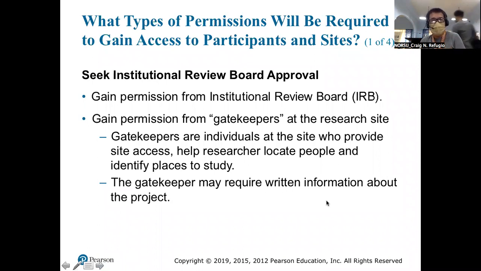So, gain permission from gatekeepers at the research site. I'll be talking about gatekeepers later. So gatekeepers are individuals at the site who provide site access, help the researcher locate people, and identify places to study. I mentioned the term informant. So informant or gatekeeper. In some cases, they actually interchange. Some would use gatekeeper and some would use informant. The gatekeeper may require written information about the project.